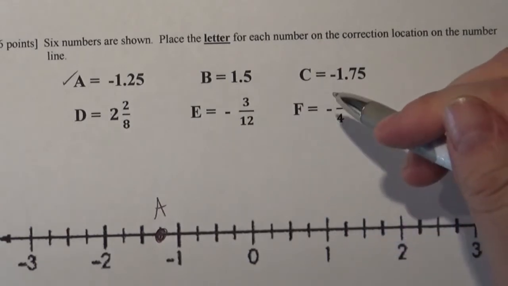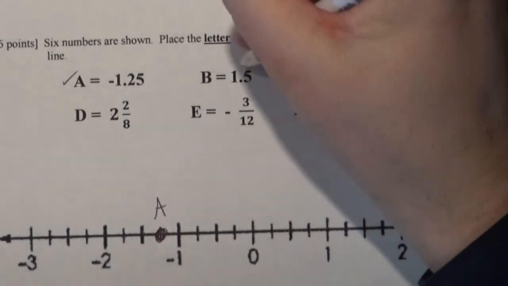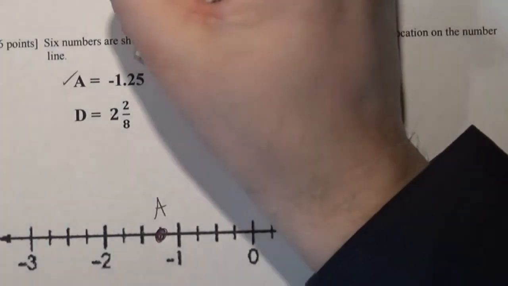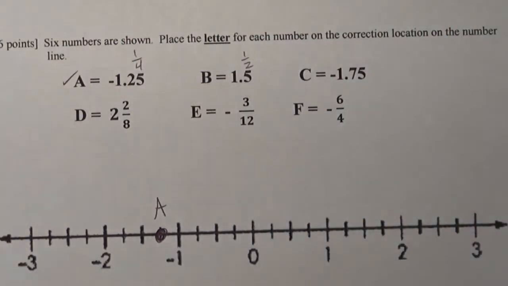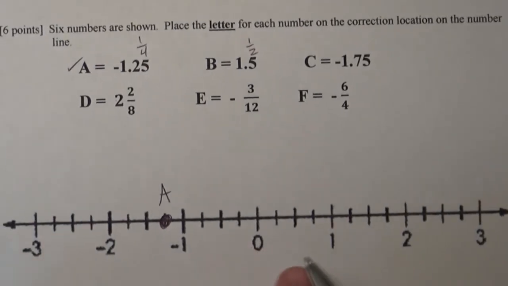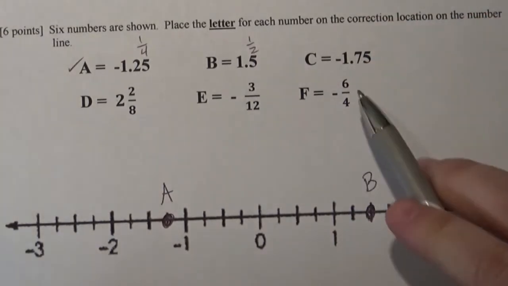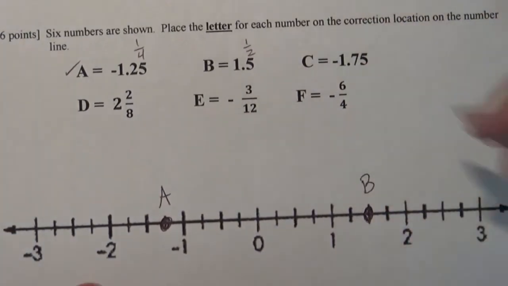Letter B, it says 1.5. I know that 0.5 can also be listed as 1/2. Maybe that's going to help me. I know 1/4 is the same as 0.25. Maybe that'll help me. So if I look at this, I have 0. Here's positive 1. And then this mark here would be 1.5. That's letter B.